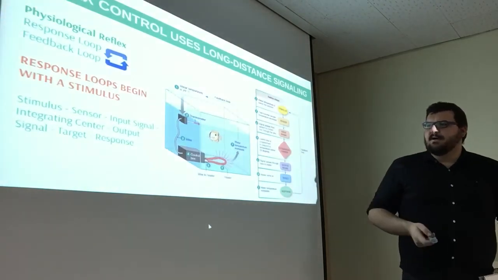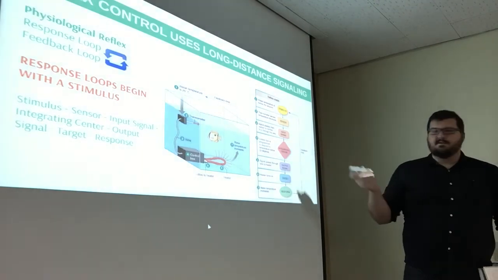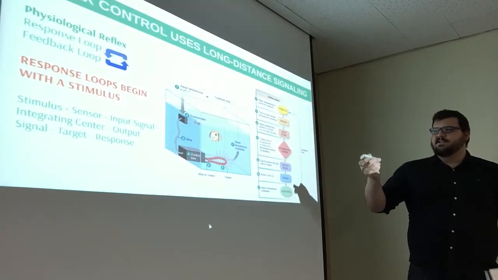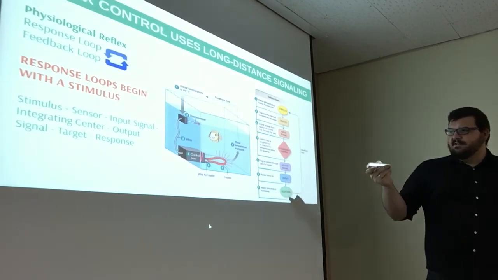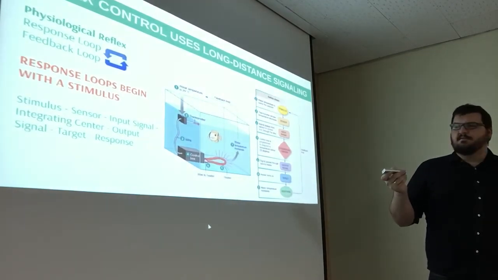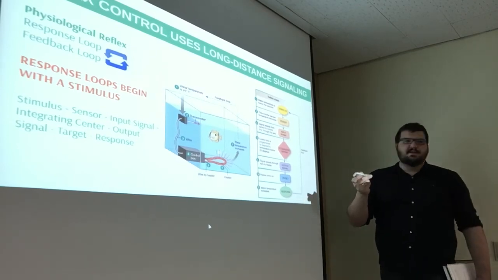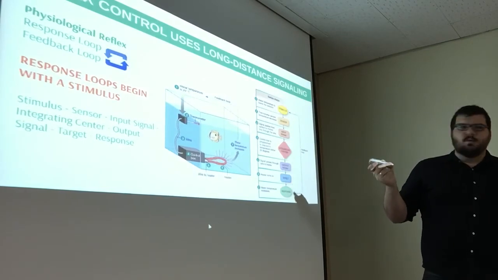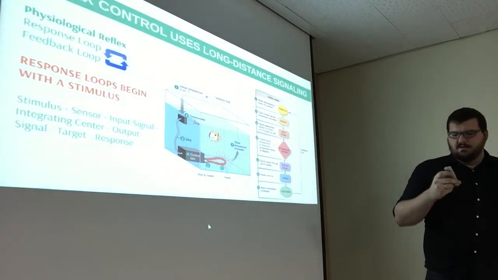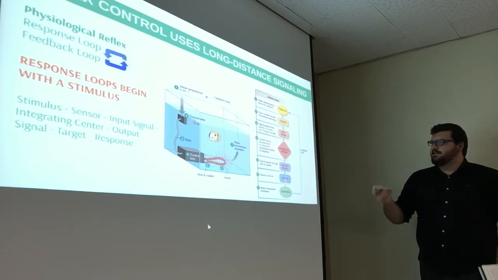Okay, the response loop begins with the stimulus. The stimulus goes to the sensor, there is an input signal, and the integrating center will process this information and send the output signal. So there is a target, the heater, and there is a response: the water is getting warmer. Okay, so there is a flow chart about this, as I said.